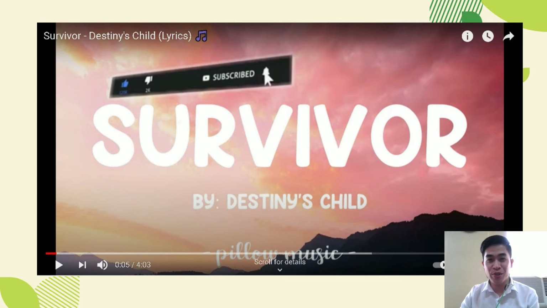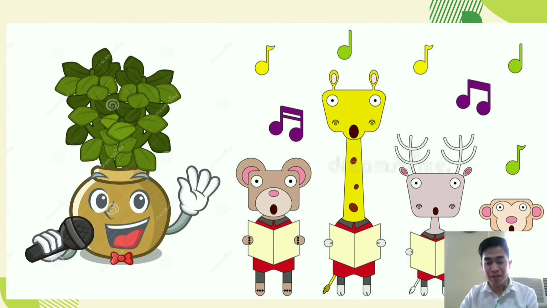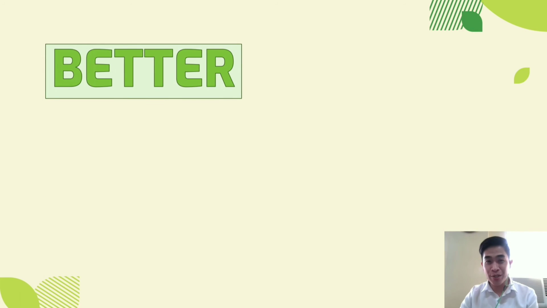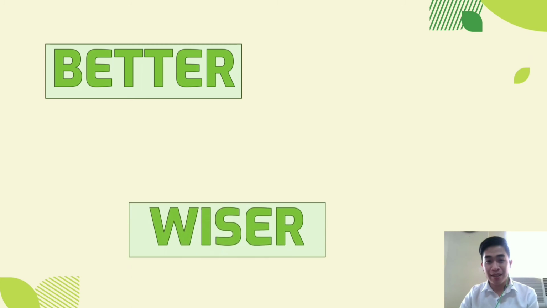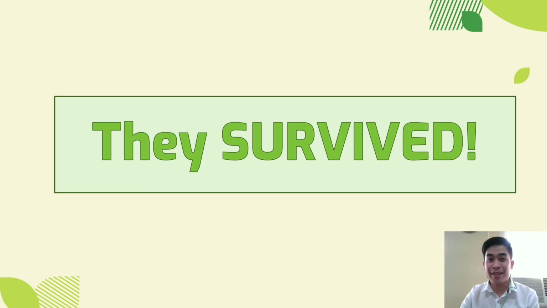Are you familiar with the song entitled Survivor by Destiny's Child? This might also be the same with our present situation of our environment. Assuming that the animals and plants are the ones who compose the song. Without human interference, their life might be so much better. We thought that they won't grow, but the fact is that they are wiser. They are smarter. And they will be able to survive.